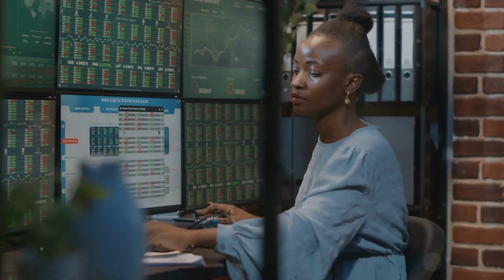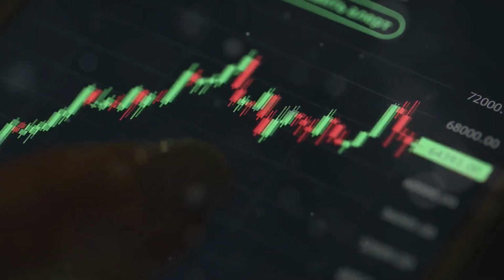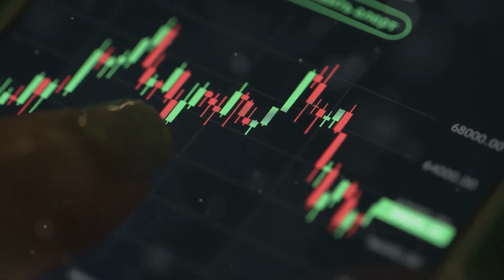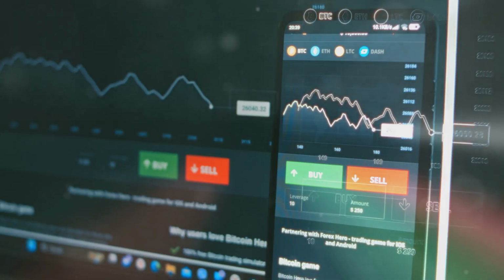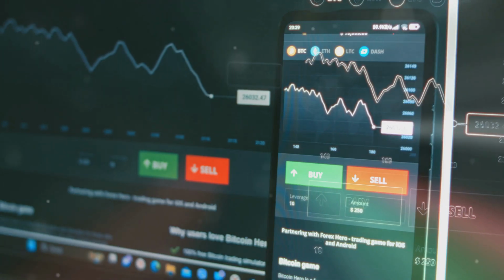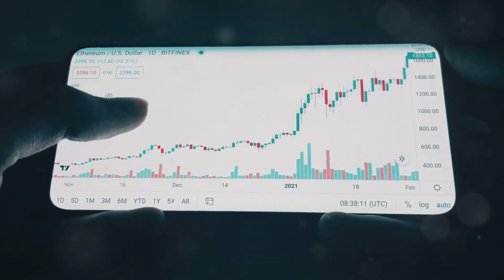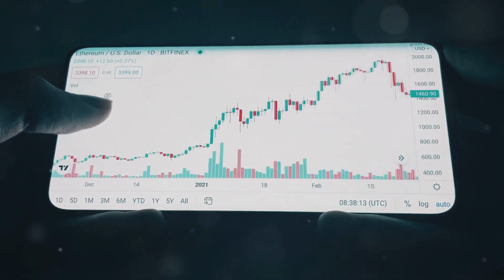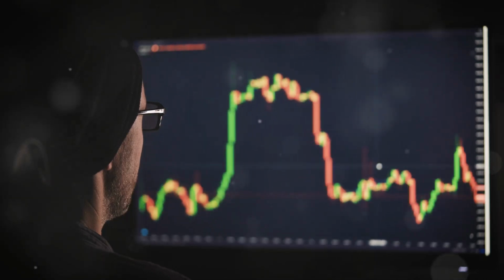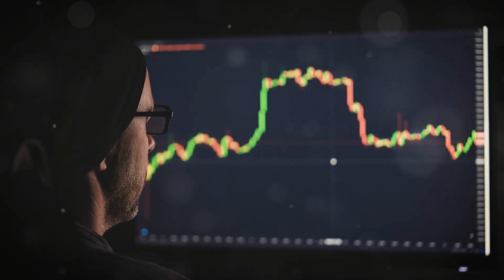First, understand the types. Trend indicators like moving averages tell you where the market's heading. Momentum indicators, such as RSI, show the speed of price changes. Volatility indicators like Bollinger Bands reveal price fluctuations. And volume indicators like OBV gauge the strength of price moves.